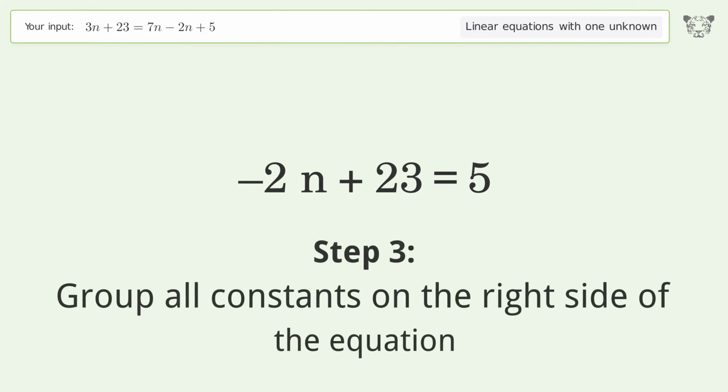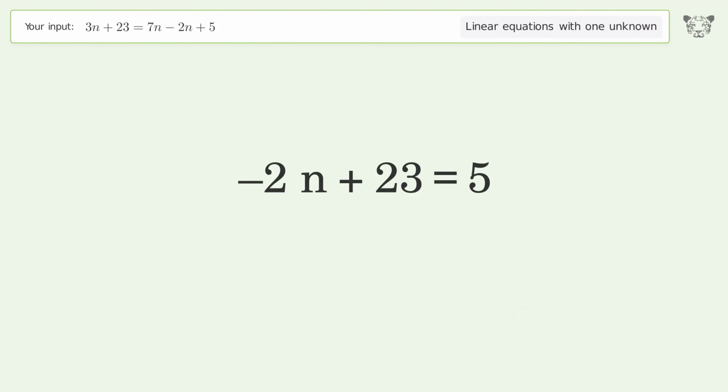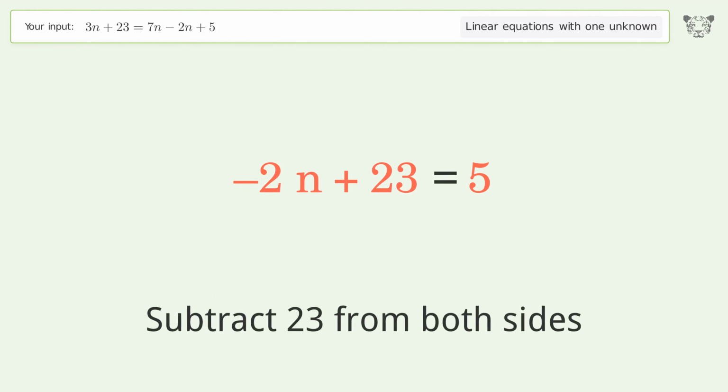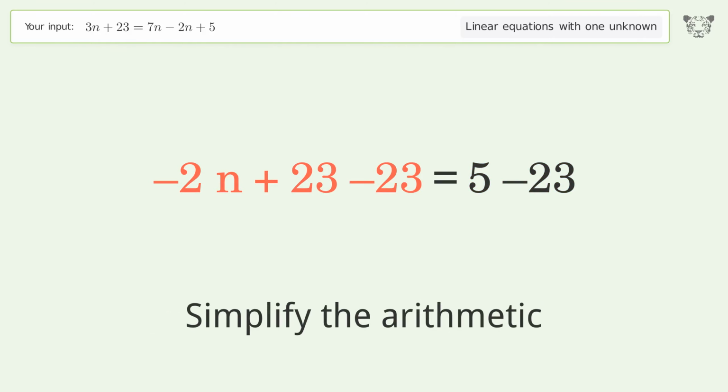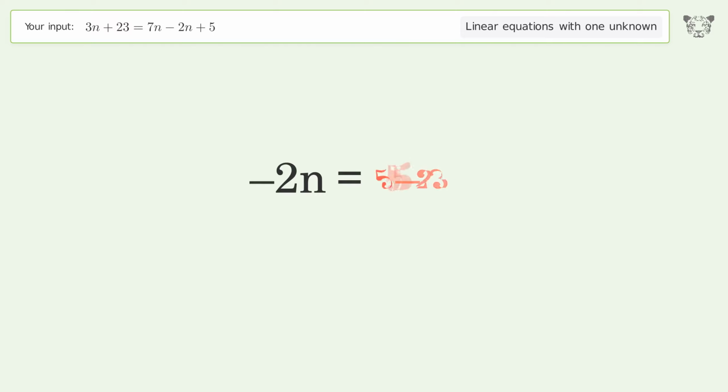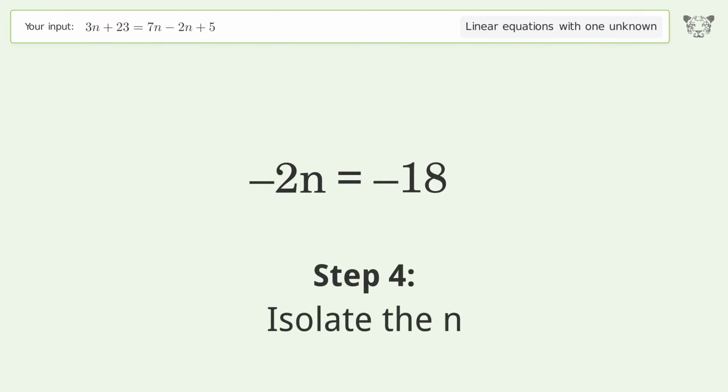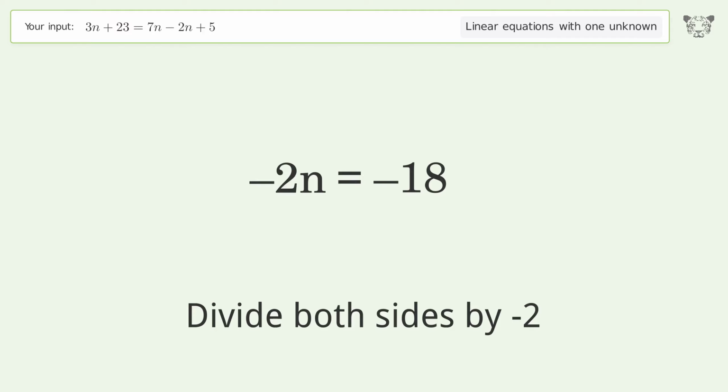Group all constants on the right side of the equation. Subtract 23 from both sides. Simplify the arithmetic. Isolate the n. Divide both sides by -2.